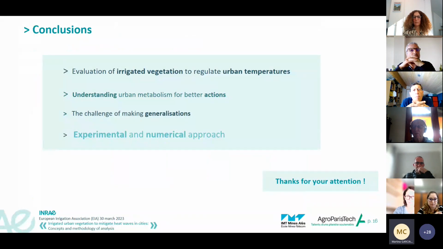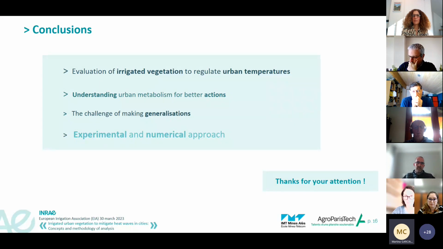And as a conclusion, finally, in this presentation, we reveal some concepts and methodology from my PhD project on the use of irrigated vegetation to mitigate heat waves in cities. The aim of this study is to contribute to the understanding of the complexity of the urban metabolism in order to act in a more effective way.